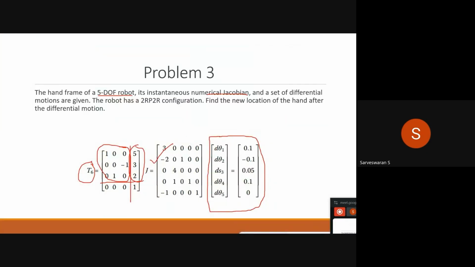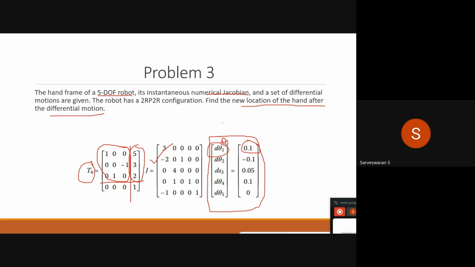Similar to this, we are providing some differential movement of 0.1 in theta 1, minus 0.1 in theta 2. So this d theta 1 is your joint 1 velocity. It is not joint angle, it is joint velocity, theta 1 dot. So we are providing some joint velocities, and Jacobian is also provided. And this is the initial matrix. Now what they are asking us to find out is the new location of the hand after the differential motion.